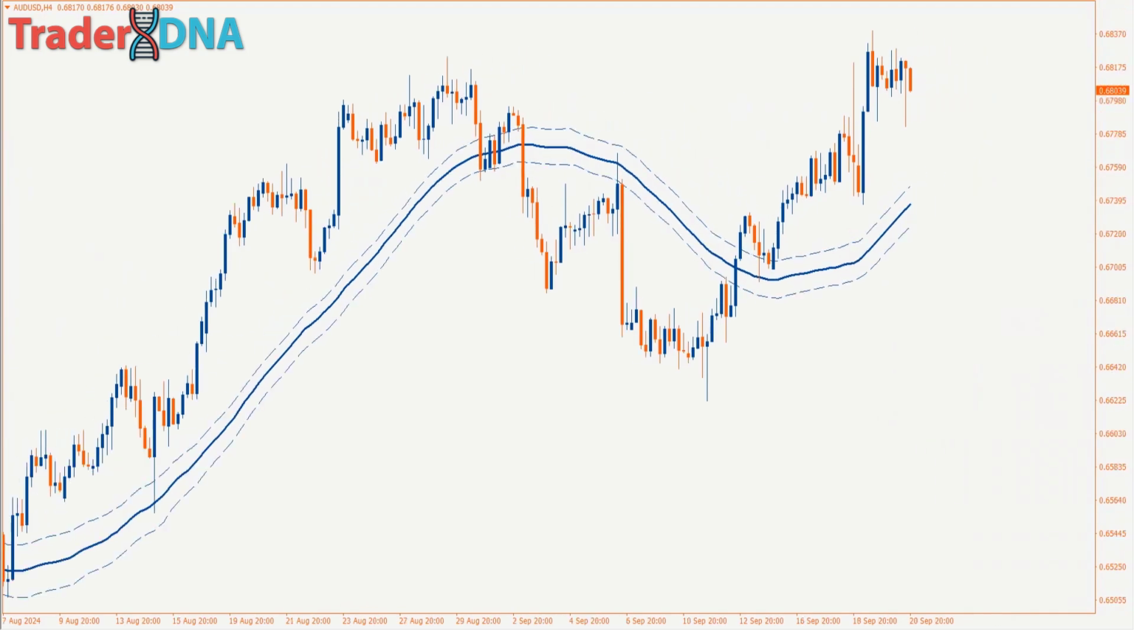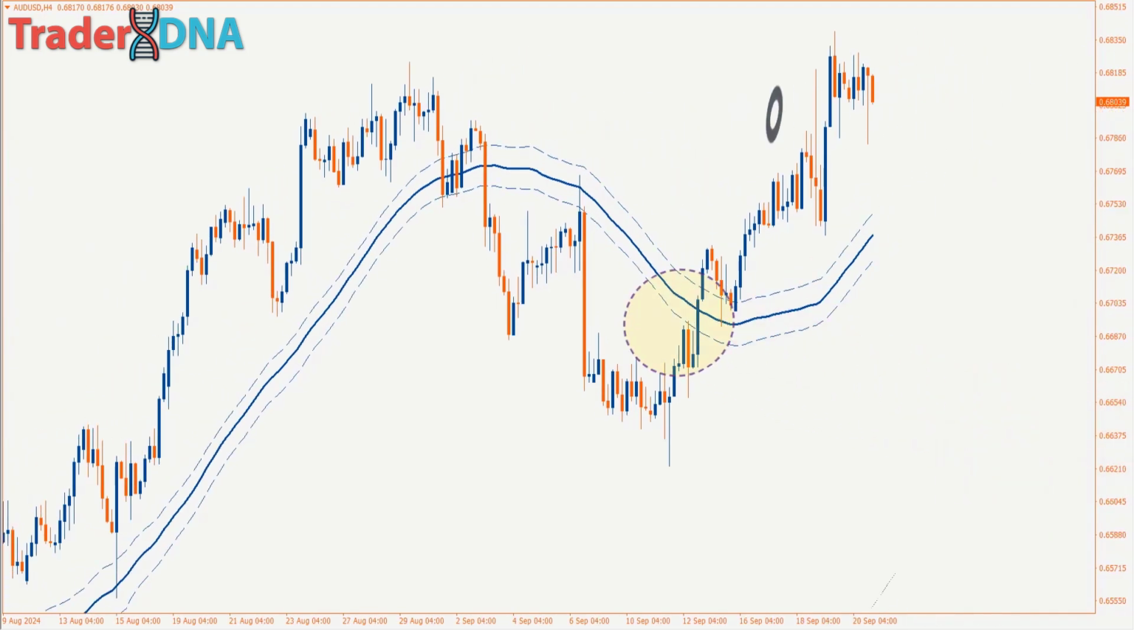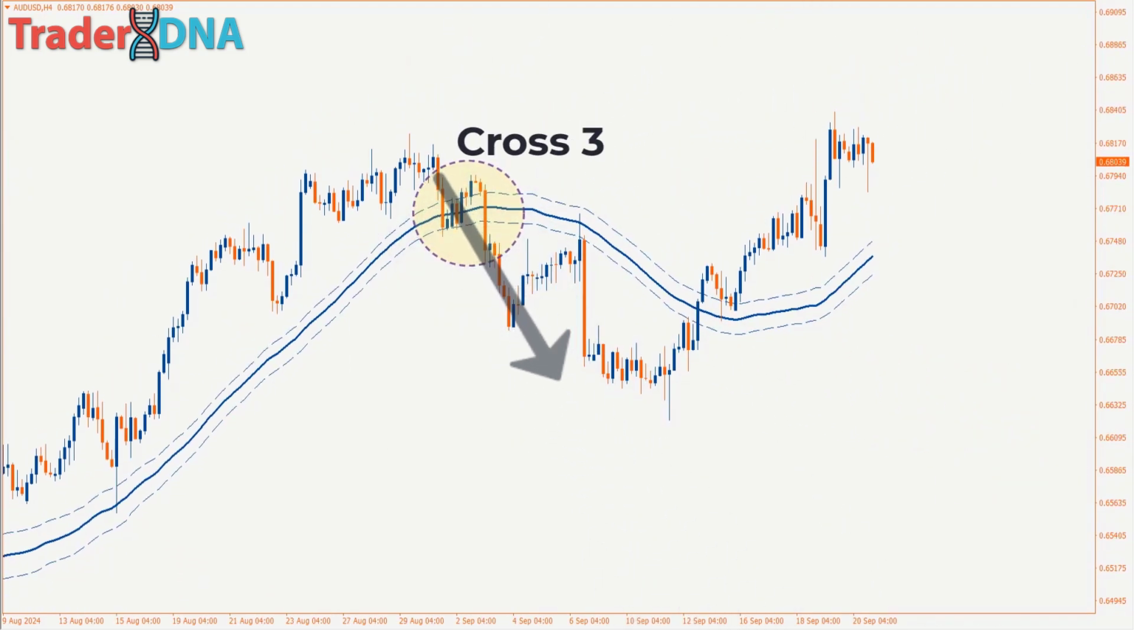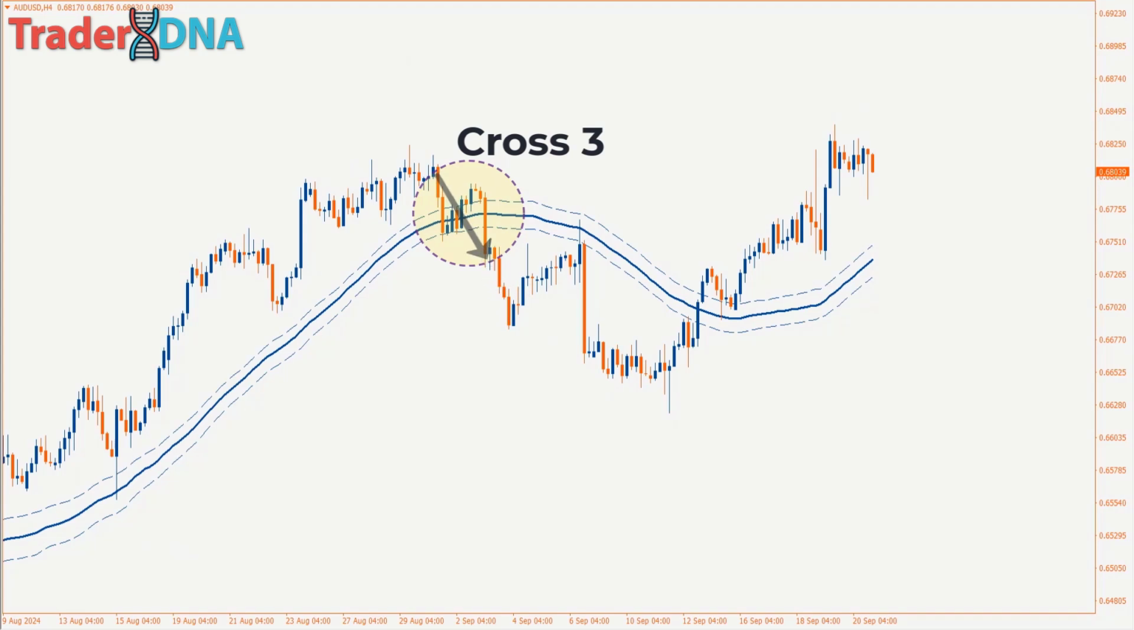Next, at cross 3, after a rapid rise, the price comes back down and breaks through the Cobra moving average from top to bottom. This leads to an immediate drop. But then, the price breaks through from bottom to top again, and this time it climbs strongly. As we can see, the Cobra moving average lines are seen by the market as significant zones, prompting strong reactions whenever the price interacts with them.